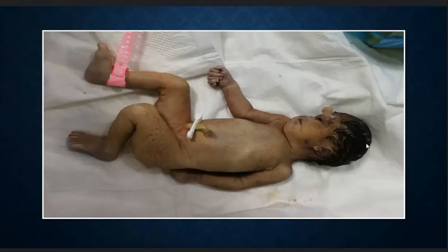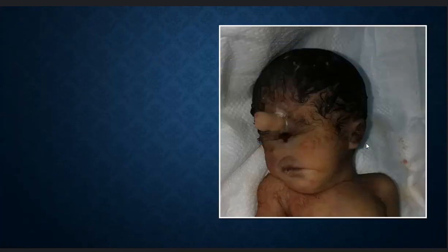From the side. Now, look at the proboscis. It is a projection, a cartilaginous projection with thick skin above the eyes, and it is not functioning.